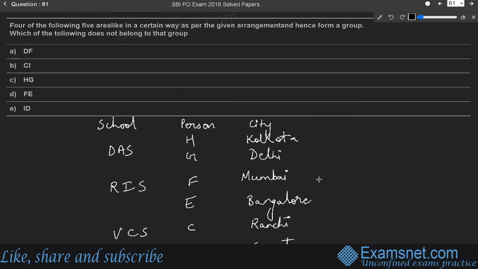Here you can see that only 2 students study in DAS, that is G and H. Also, apart from D and F, all the students mentioned study in the same school. So we can say that the ones who do not belong to the group are D and F. Hence, the correct option will be option number A here.